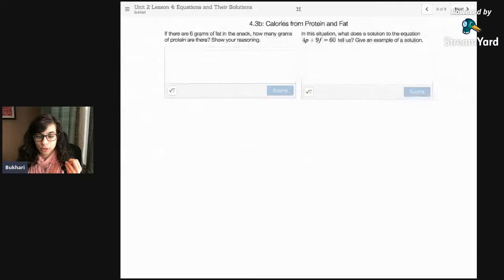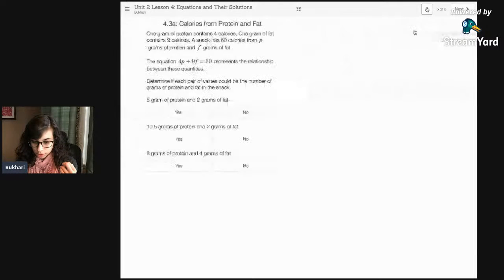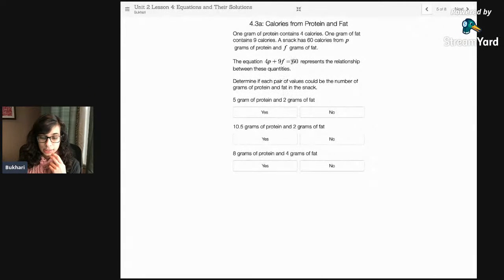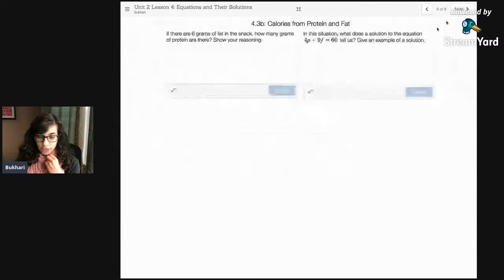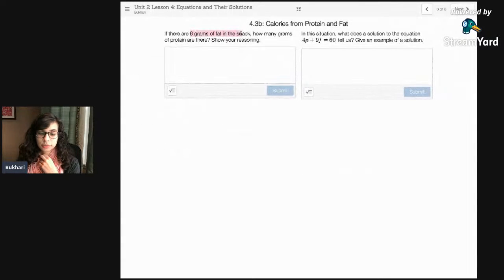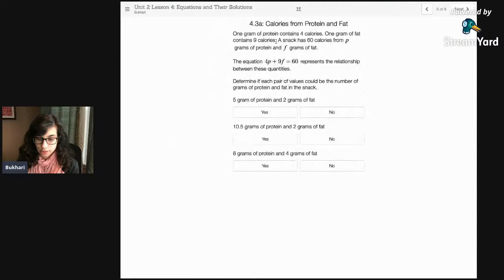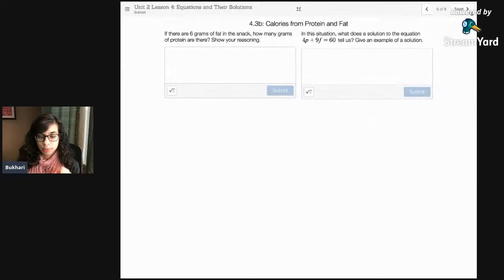And so use that for, okay, so if I give you both quantities and I need it to equal 60, are these solutions? If I have 6 grams of fat in a snack, how many grams of protein are there? If I know that my total is 60 calories. And think about then what the solution actually represents in the equation and in the context itself, right?